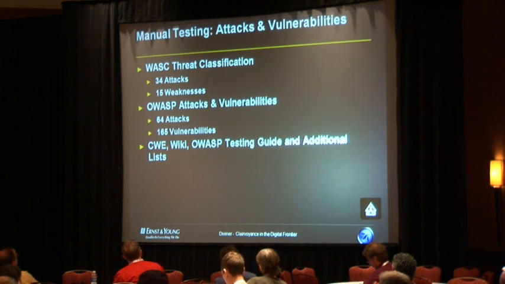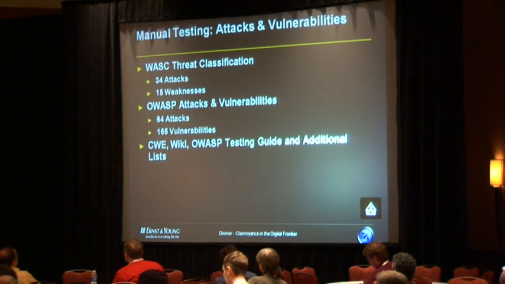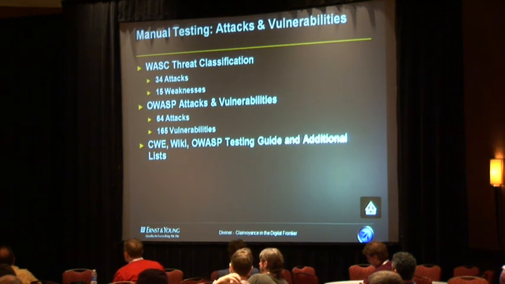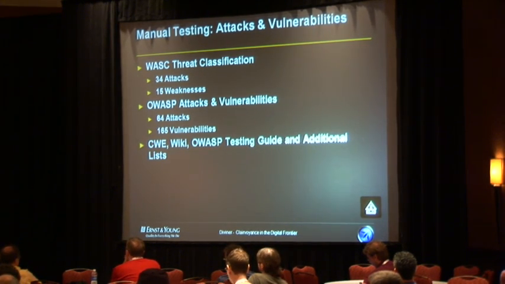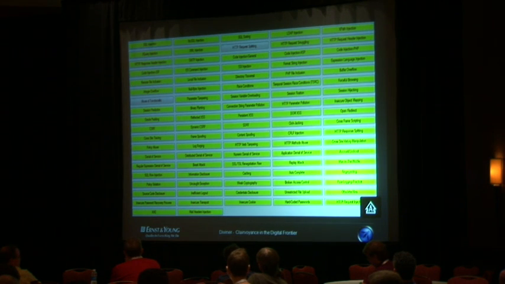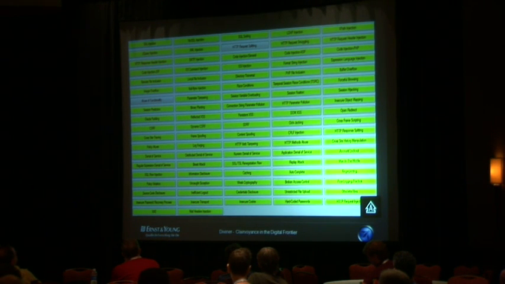If you add up lists such as CWE, Wiki, OWASP testing guide, we'll add more and more and more to the pile. So we tried merging all those lists to see how many attacks the pen testers really need to perform on each and every entry point in the application. And we got to over 100 different types of web application level attacks.